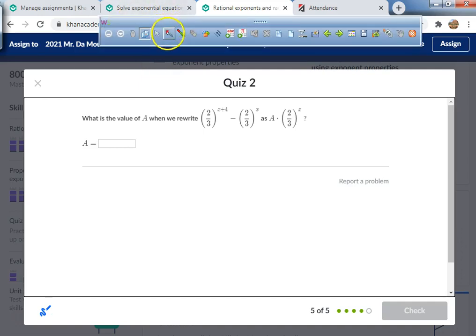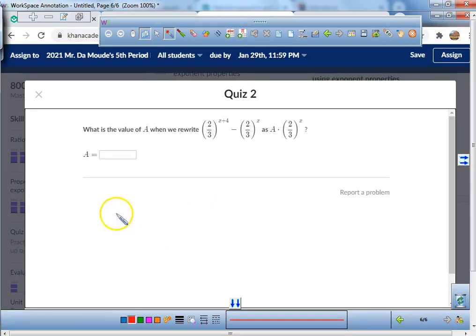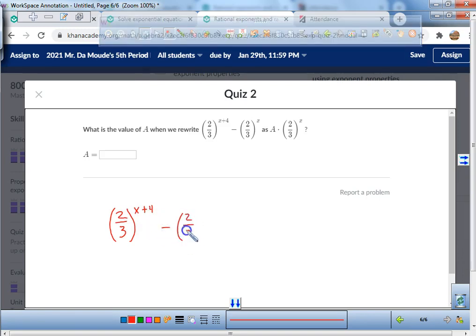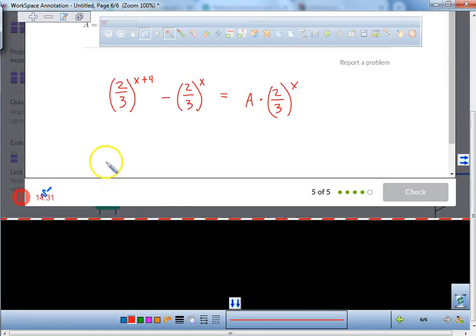Here we go. So we have 2/3 to the power of x plus 4 minus 2/3 to the power of x. And we want that to equal a times the power of 2/3 x. Now, the first thing we're going to use is what's called the product property. Watch how I separate these. It's very, very easy.